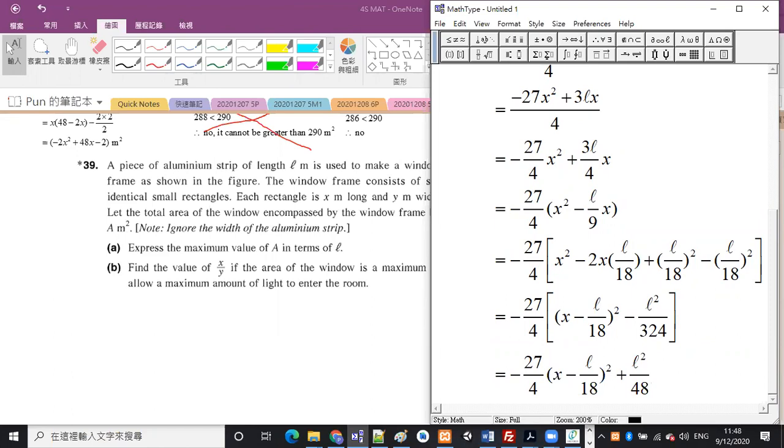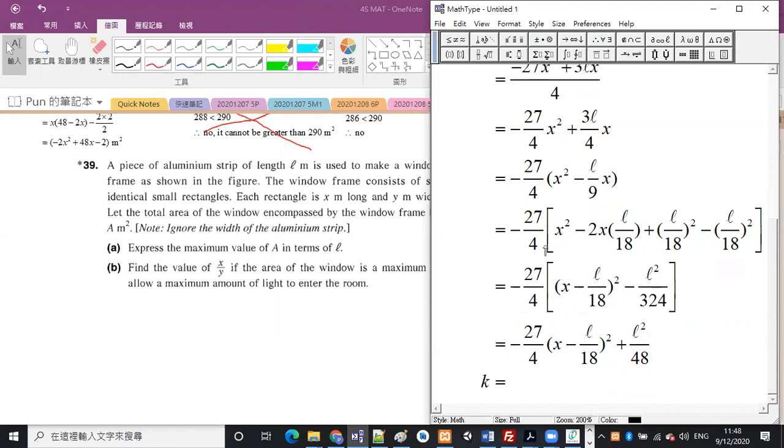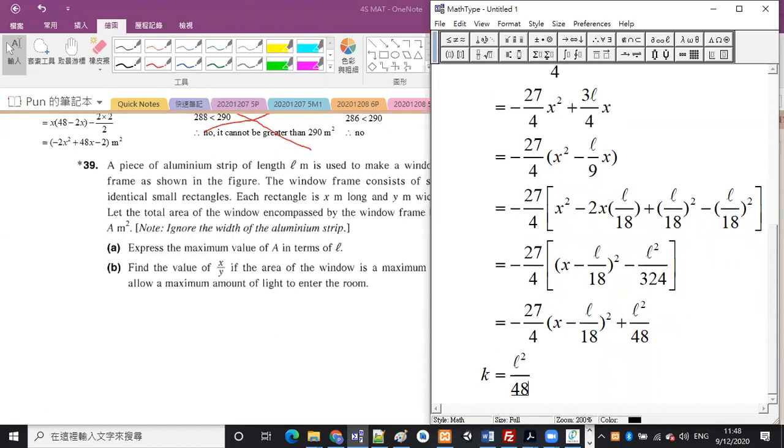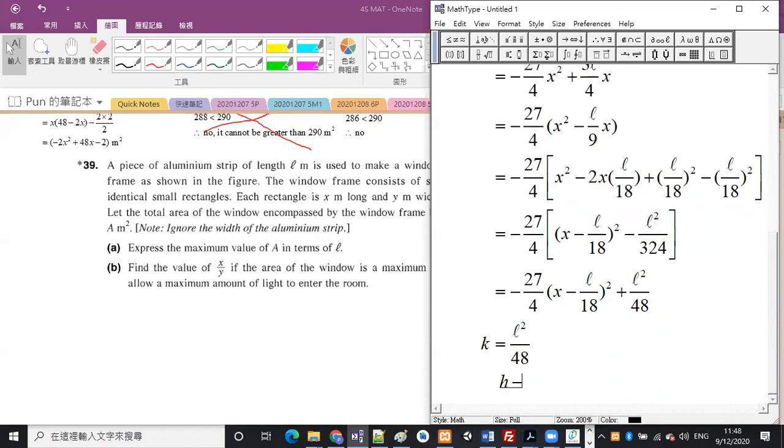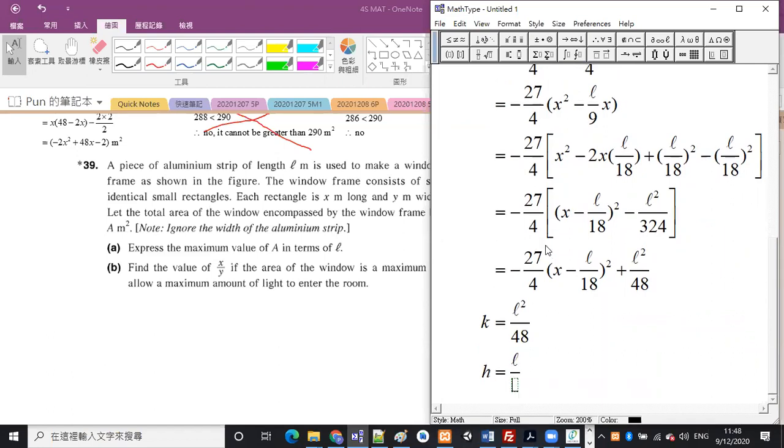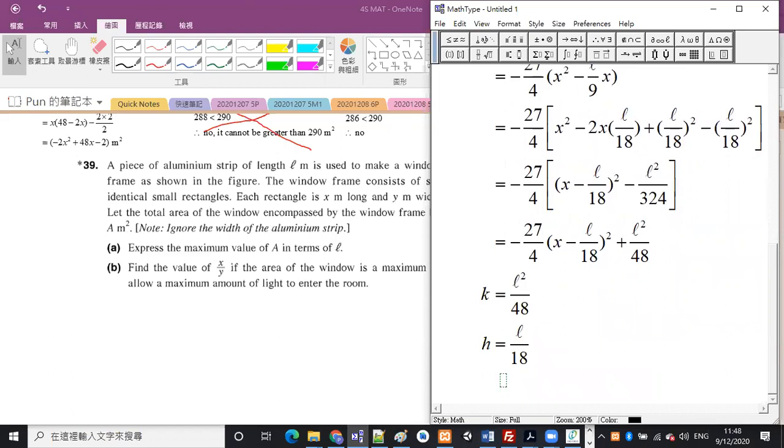Okay, so this is the AHK form. And then the k value is equal to L squared over 48, and the h value is equal to L over 18. Can you see this? This is in terms of L. We do not know the value of L at this moment, so we can express everything else in terms of L. And the question asks us to find the maximum value of A. Then we can answer the question.